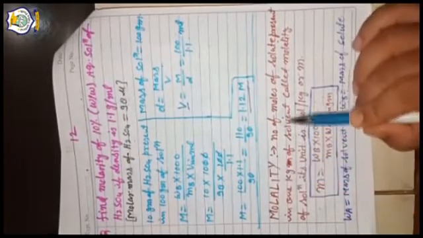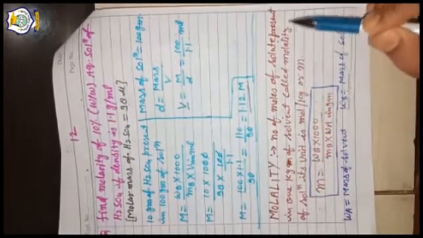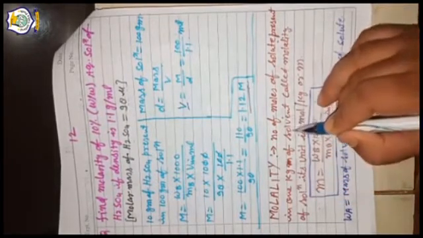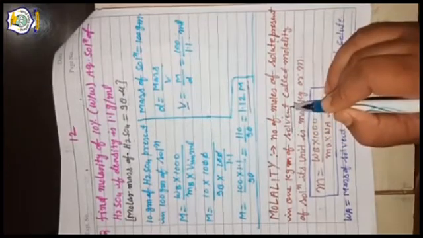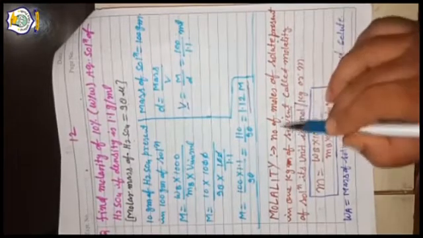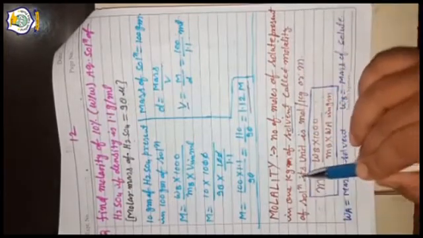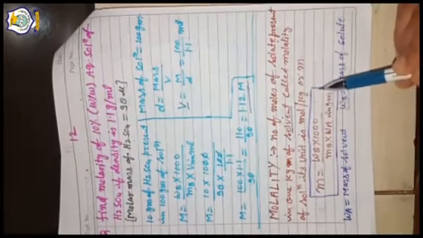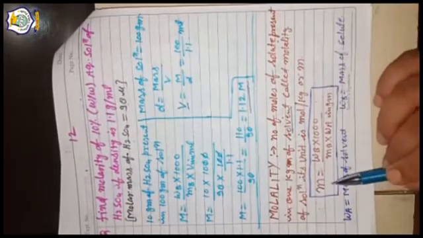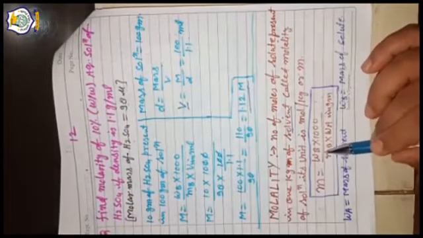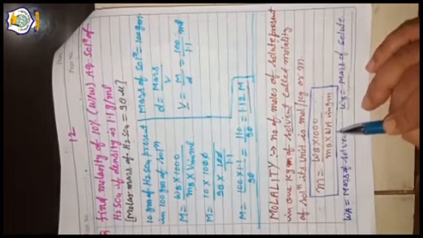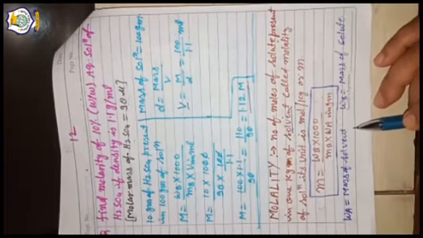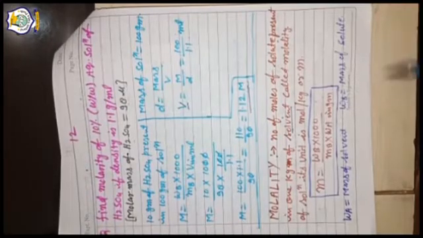Molality: the number of moles of solute present in 1 kilogram of solvent, not solution, that is the solvent, only water. The number of moles of solute present in 1 kilogram of solvent is called molality of solution. Its unit is mole per kilogram or small m. The value of m is found as WB into 1000 upon MB into WA in gram. WA is the mass of solvent in gram, WB is the mass of solute in gram.